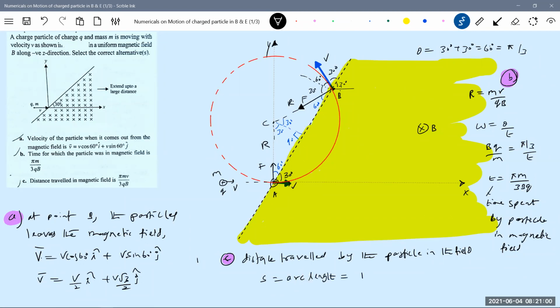How to get the arc length? R into pi by 3. What is R? mv by qB. So the arc length is pi mv by 3 Bq.